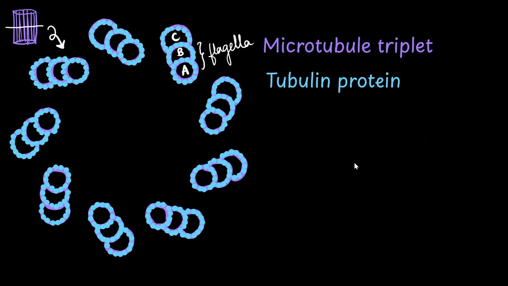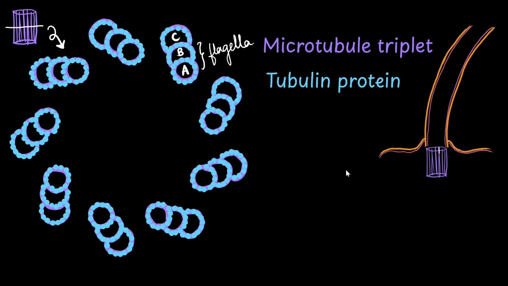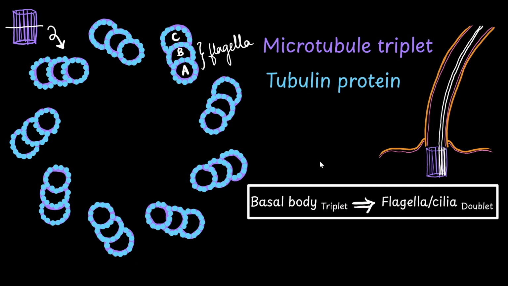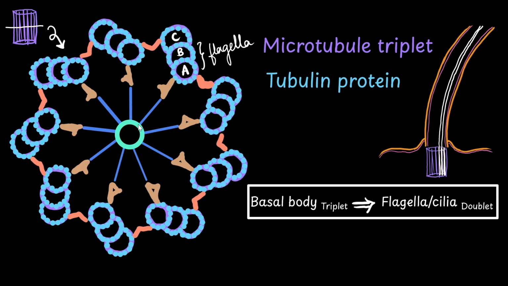So our basal body has 3 rings, right? A, B, C. A and B continue into the flagella or the cilia, but C does not. So the basal body triplet at some point becomes the flagella or cilia doublet. This means that the structure of the basal body and the flagella is quite similar. But unlike the flagella, there are no central microtubules. There are connections between the peripheral triplets. The central portion is called a hub.